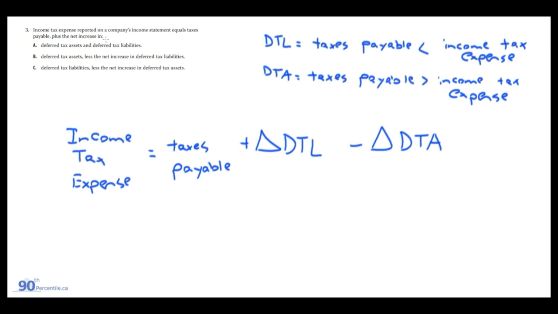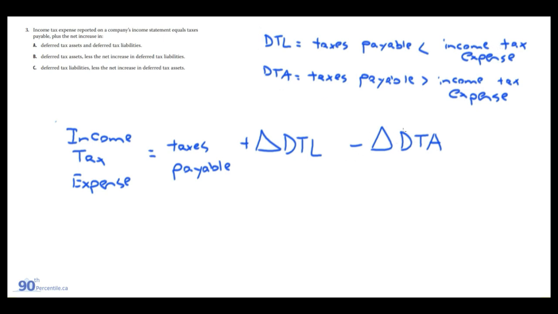Next, income tax expense reported on a company's income statement equals taxes payable plus the net increase in deferred tax assets, deferred tax liabilities, or some combination of these. So the formula for income tax expense goes back to what I was saying earlier about how these deferred tax assets and liabilities are used to equate taxes payable to our income tax expense, which is accounting. So this up here is what I said earlier, right? Deferred tax liabilities occur when the taxes payable is less than the income tax expense.